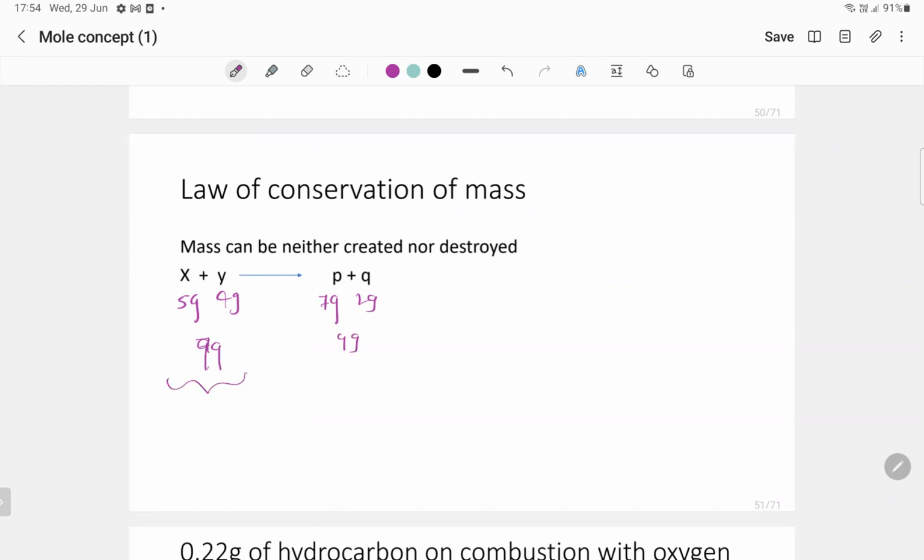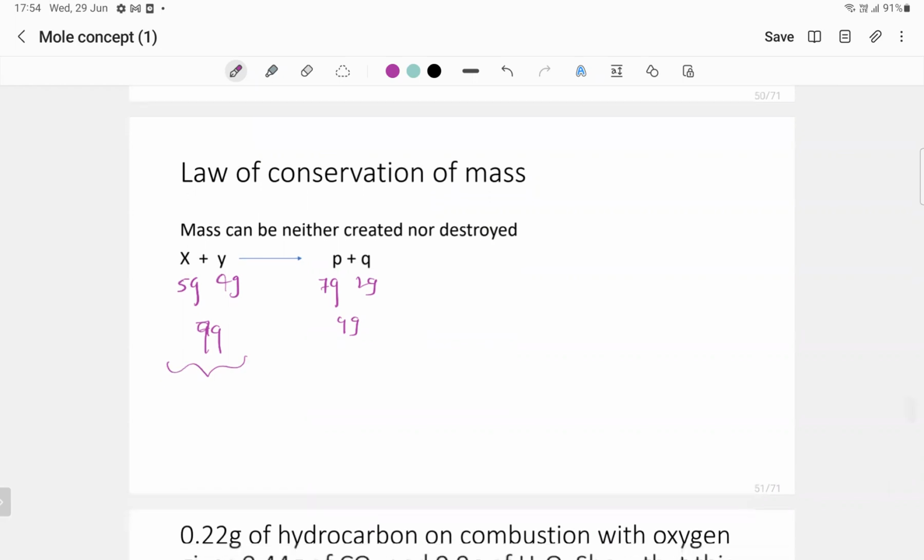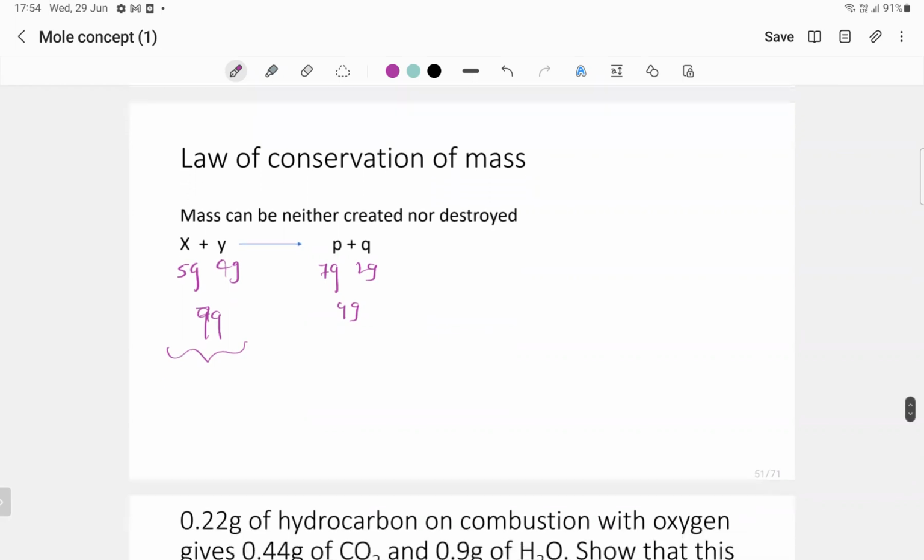The total mass present on the reactant side should be equal to the product side. This is the ultimate thing. According to this concept, there is nothing more to teach here. The proportion can be anywhere; it can be 6:3, or 7:2, but the total mass should be equal. That is the first law.